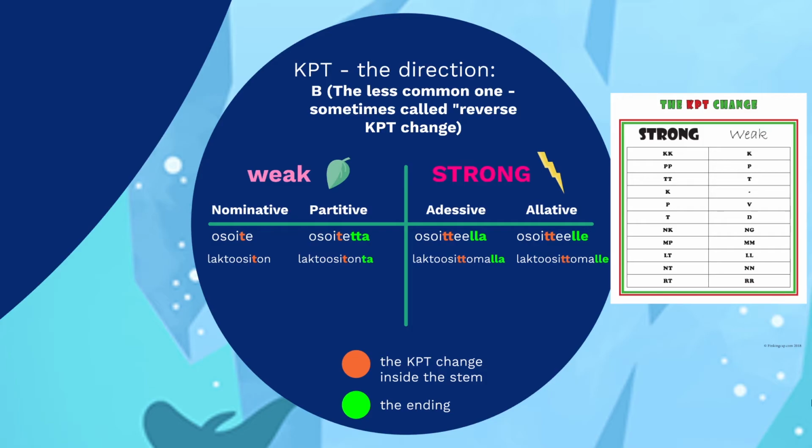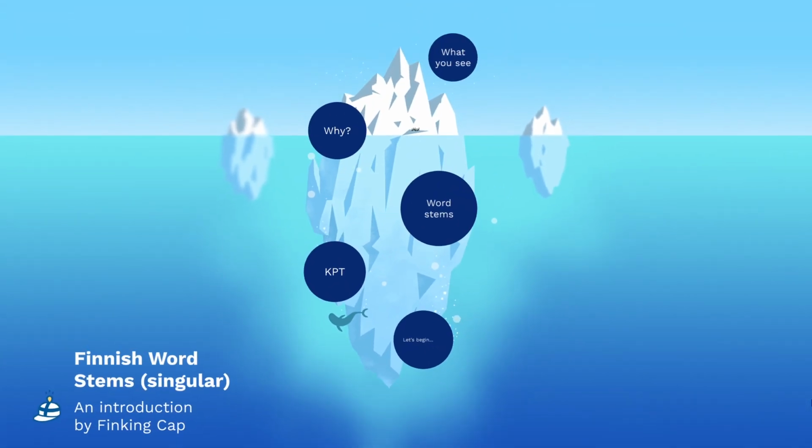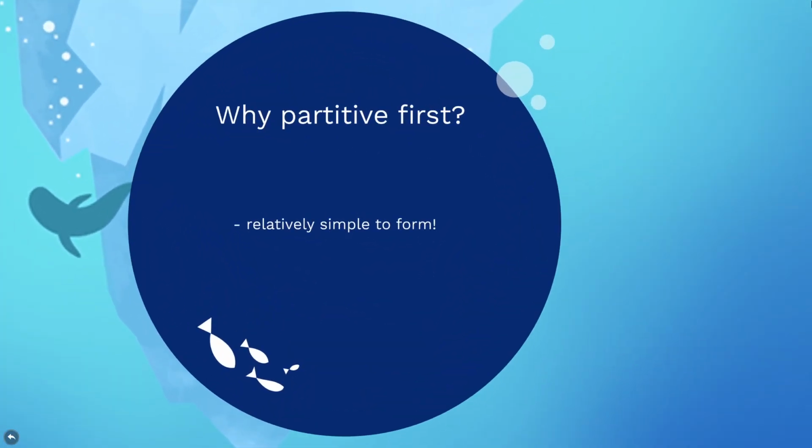So that's what I meant with the direction of the consonant gradation, from strong in the nominative to weak in a lot of other cases in type A, and from weak in the nominative to strong in most other cases. You'll learn all about this as we go on with the course. We're starting with the partitive because with a lot of the words, you form the partitive with the basic form, which makes the partitive relatively easy to form.